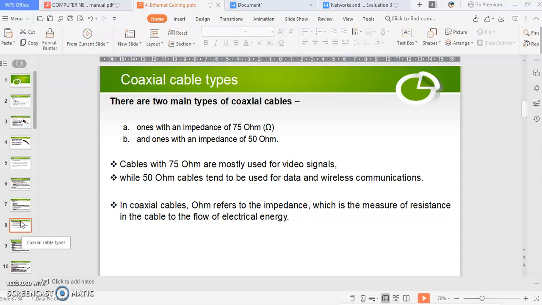If you see, the ohms or resistance is higher for video because the transmission of video is heavier. For other kinds of signals, they no longer use coaxial cable, but different types of cabling. So, in coaxial cable, ohms refers to impedance, which is a measure of resistance in the cable to the flow of electrical energy.